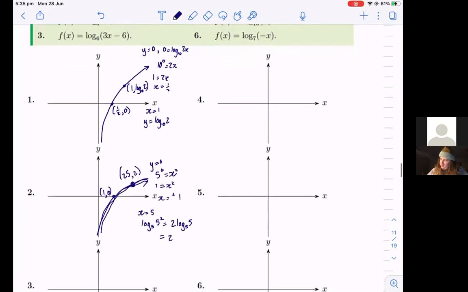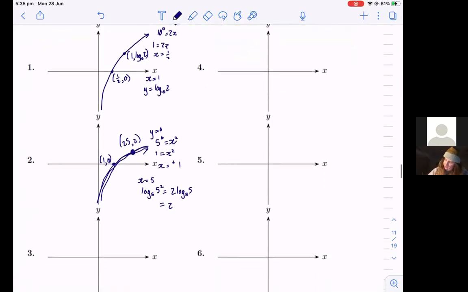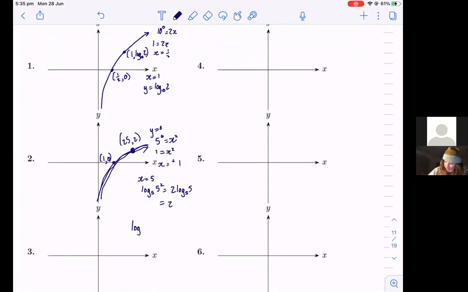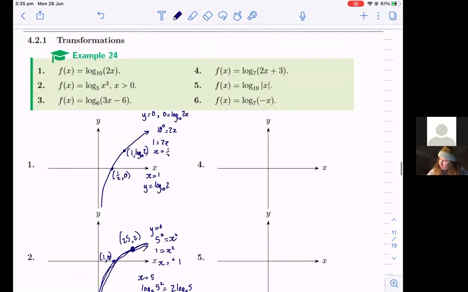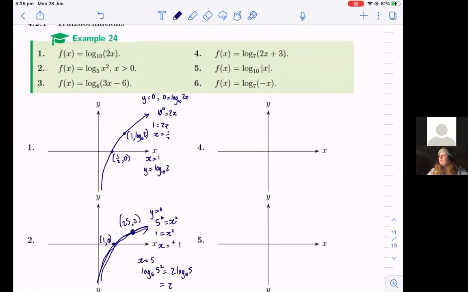Number 3, log base 6 of 3x take 6. Again, y-intercept. We get 1 equals 3x take 6. 7 equals 3x, so x is 7 on 3. Etc. Chuck a few extra points in. Gosh, these get really annoying very quickly. Number 4, look, they're all just going to kind of look like that.